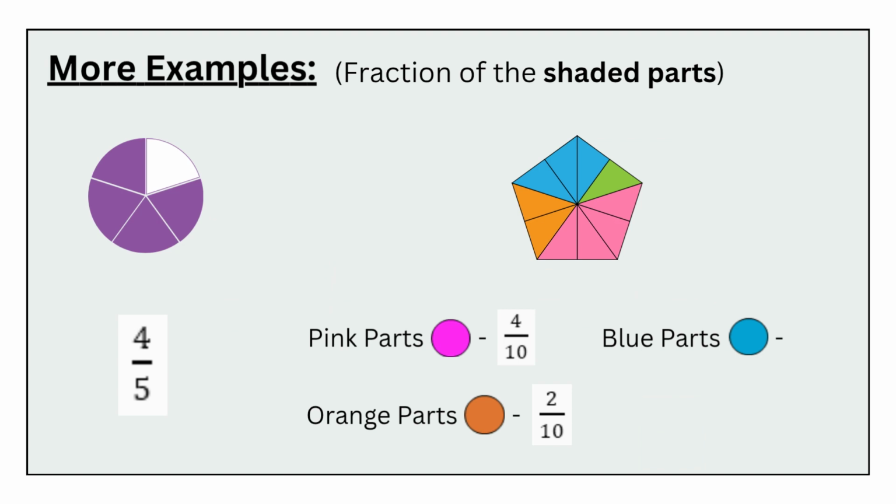The blue color is filled in 3 parts out of 10 equal parts. Therefore, the fraction of the blue colored part is 3 by 10. The green color is filled in 1 part out of 10 equal parts. Therefore, the fraction of the green colored part is 1 by 10. Here, the pentagon is divided into 10 equal parts, so the denominator in all fractions is 10, and the numerator shows the number of parts shaded for each color.